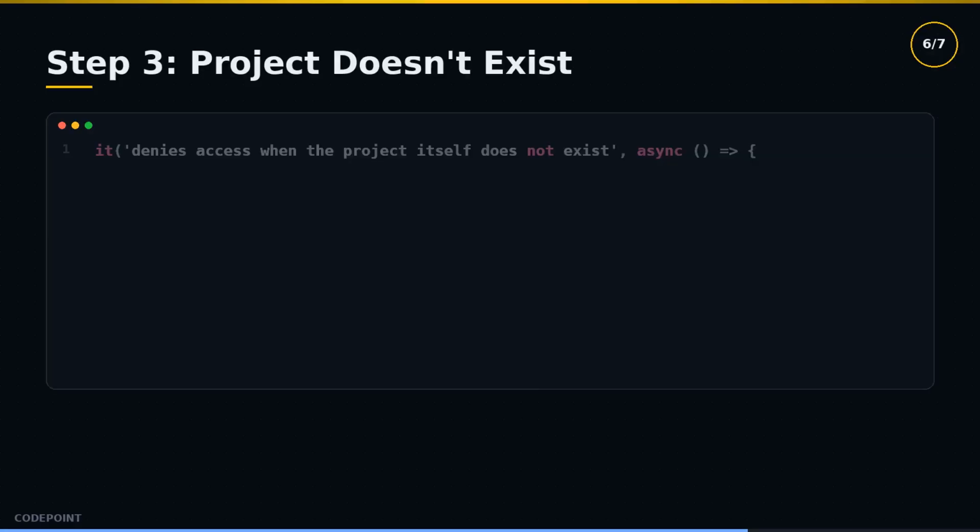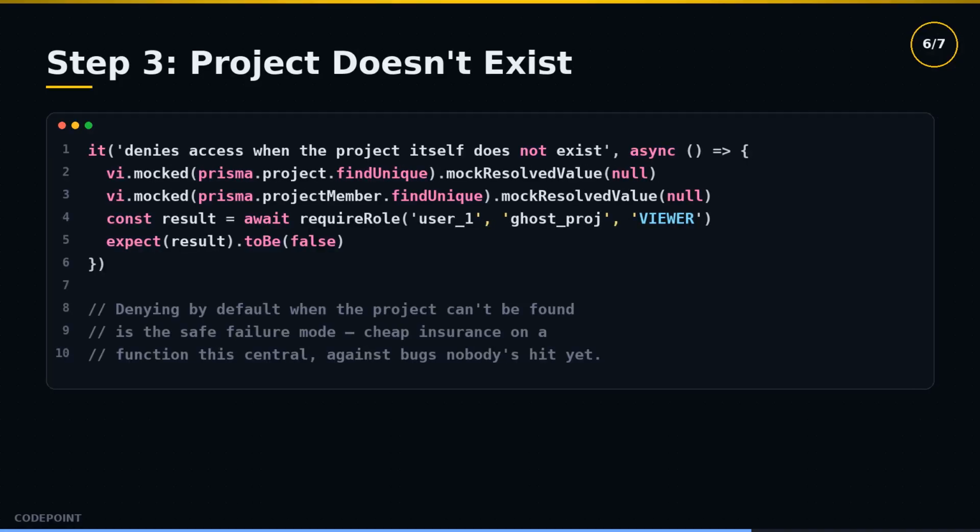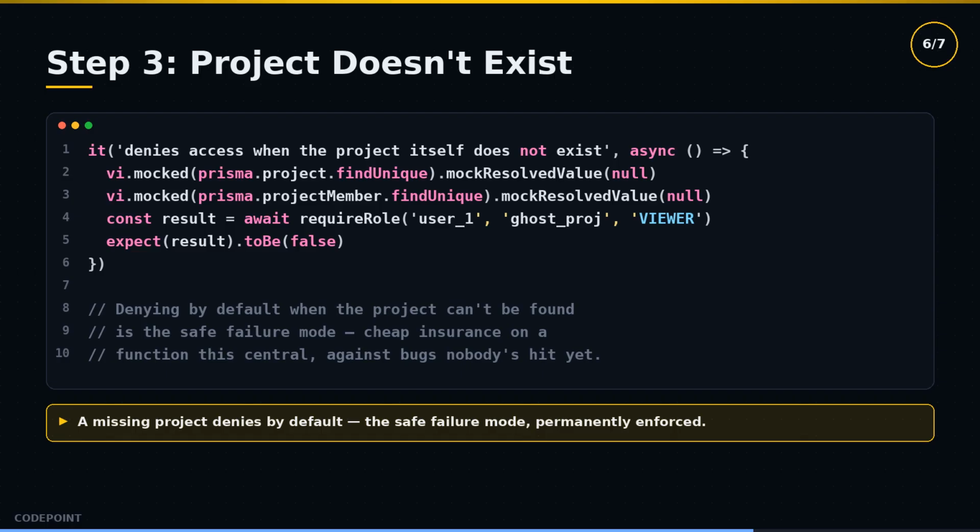It denies access when the project itself does not exist. Async. vi.mocked prisma.project.findUnique, mock resolved value null. vi.mocked prisma.projectMember.findUnique, mock resolved value null. Const result is await requireRole user-1, ghost-proj, viewer. Expect result toBe false.